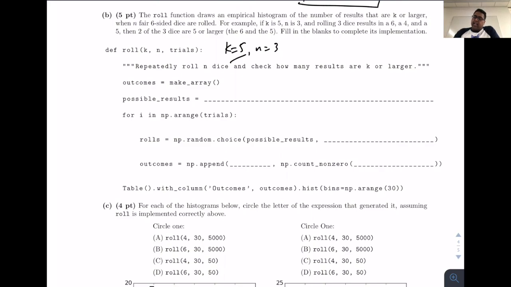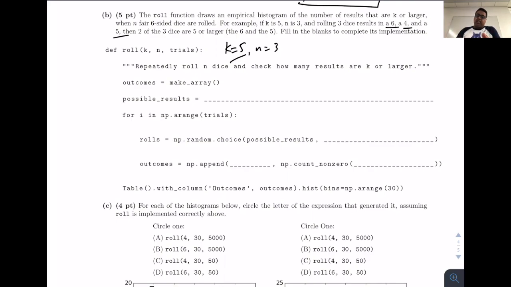Right? So here it's saying if k is 5 and n is 3, and we roll a die, we get a 6, 4, and a 5. Well, a 6, yeah, that's greater than or equal to 5. A 4, that's not greater than or equal to 5. And 5, that is greater than or equal to 5. So in that case, the value that we're going to record is 2. And that's the value we're going to append to our outcomes, right?